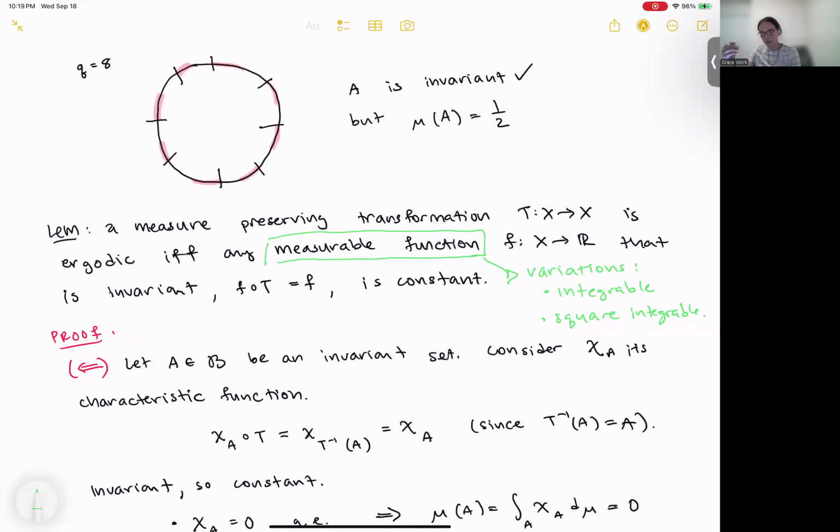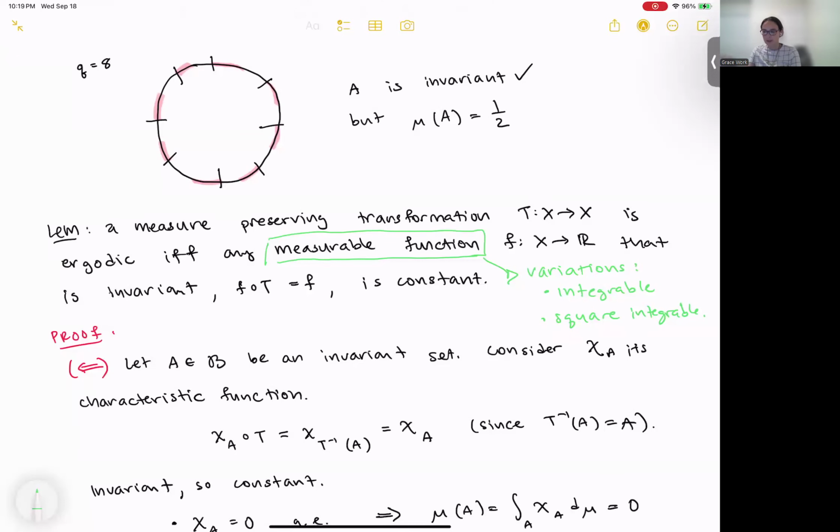So we only looked at the proof for it for measurable, but the same lemma holds that if you have any integrable function that is invariant and constant, any integrable function that is invariant is constant, then your transformation is ergodic. And same thing for square integrable.